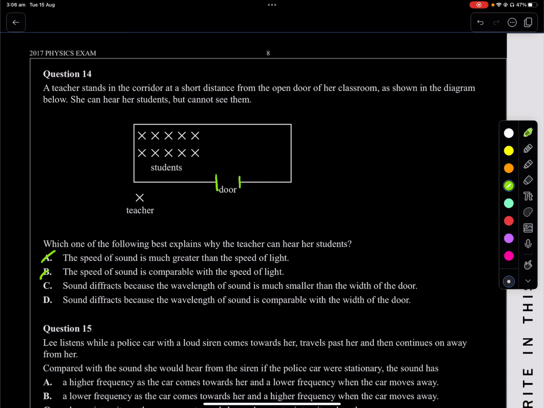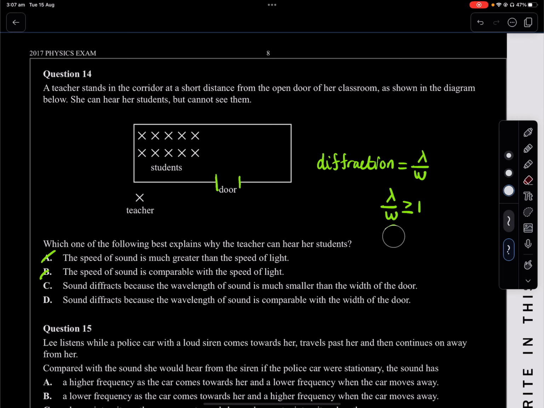Sound diffracts because the wavelength of sound is much smaller than the width of the door. Now you should know this formula here. What is diffraction? Well, diffraction is pretty much equal to your wavelength over your width. This is what it is. If this ratio is equal to or greater than 1, diffraction exists. But when it's less than 1, diffraction is negligible. Diffraction becomes quite useless for that.